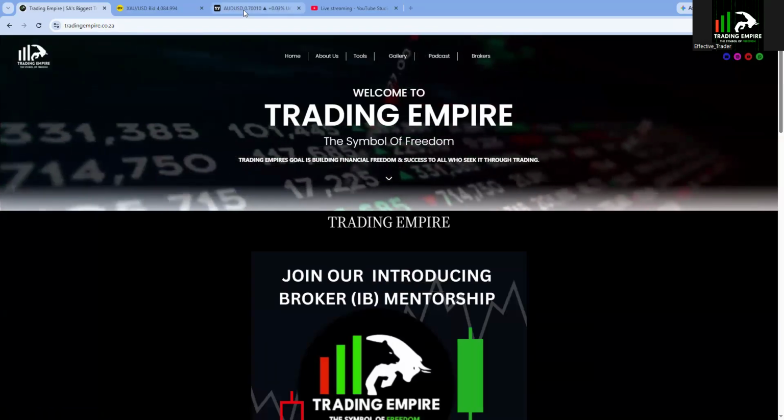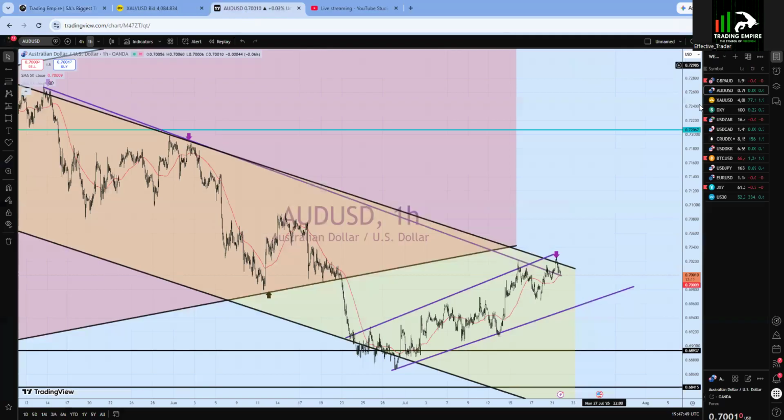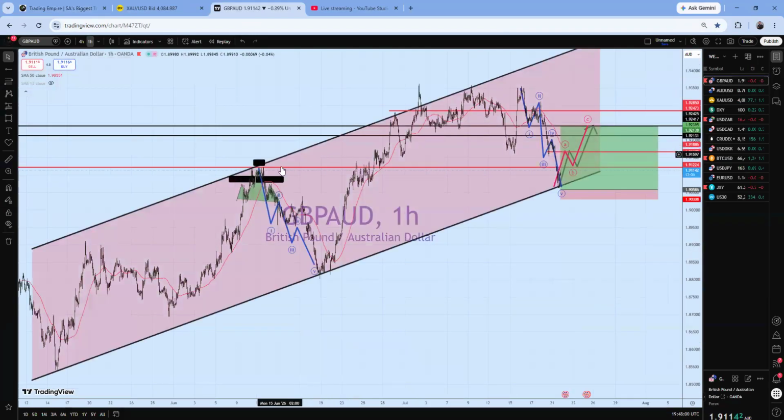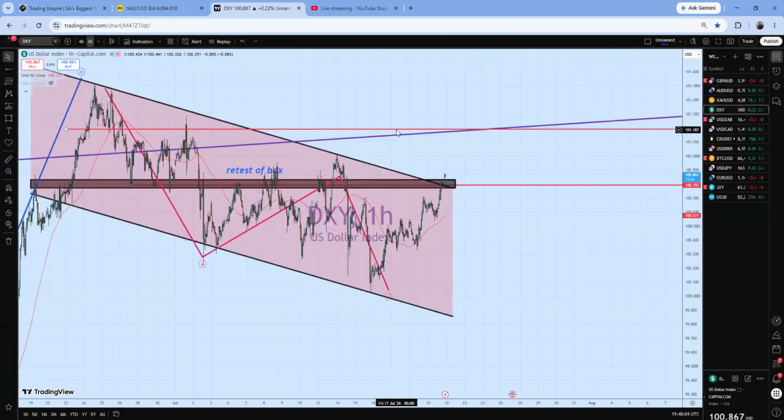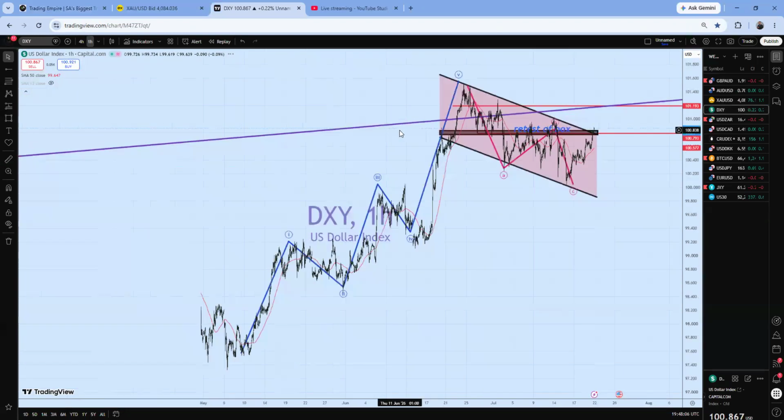Yeah, so let's get straight to the charts, right? I'm gonna try and be quick. The pairs that I'm really looking forward to are GBP AUD and AUD USD, right? Those are my top two pairs. So first things first, DXY. I need to check DXY and see what's happening, right?